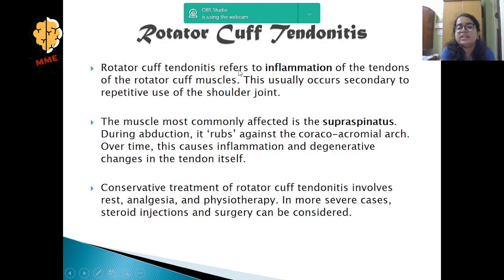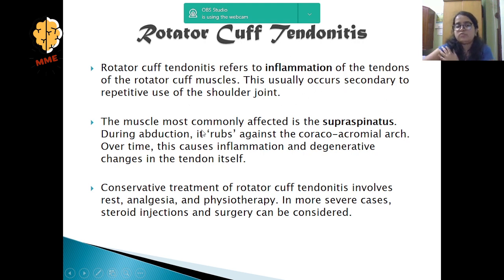Rotator cuff tendinitis is a clinical aspect. Often tendonitis or tendinitis, as we say it. Itis means inflammation. So rotator cuff tendinitis refers to the inflammation of the tendons of the rotator cuff muscles. This occurs secondary to repetitive use of the shoulder joint. The most commonly affected tendon is that of the supraspinatus muscle.